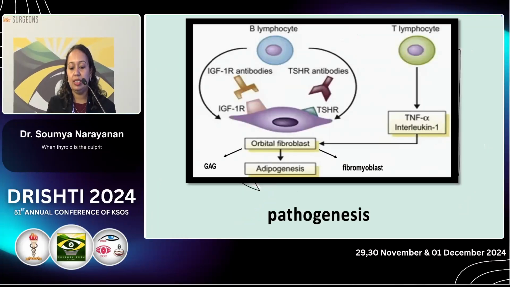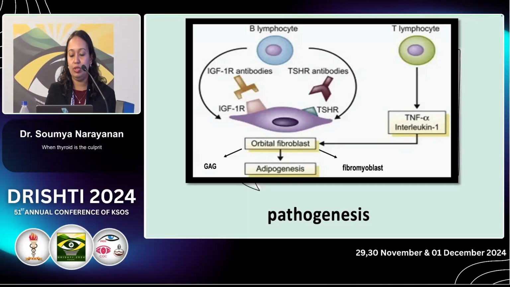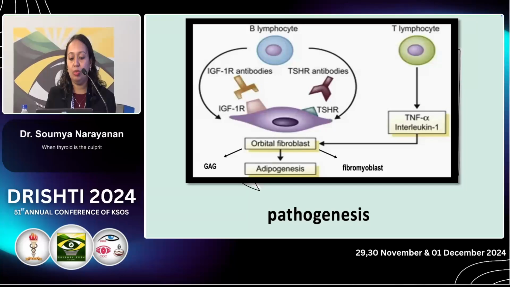So the pathogenesis, the main culprit is the fibroblast, where there is insulin-like growth factor receptor and TSH receptor. The corresponding antibodies are being attached to the receptor, and the orbital fibroblast will proliferate and form myofibroblasts. It will produce more fat and glycosaminoglycans, and there is an inflammatory cascade by the T lymphocytes. So all these things will lead to the above mentioned symptoms and signs.